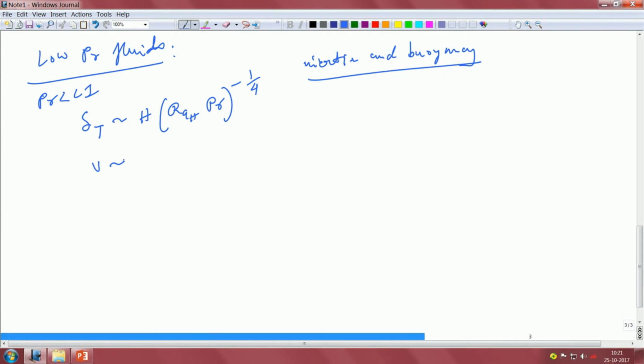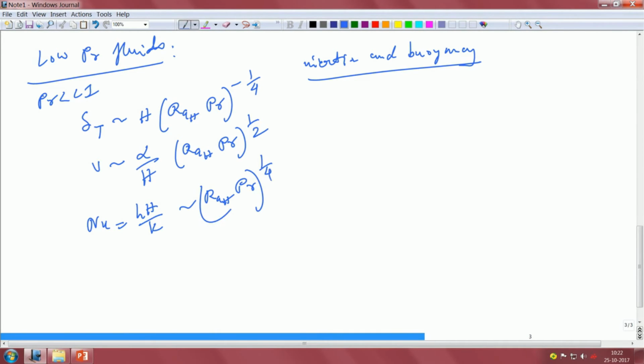So, V, or the velocity scale that is introduced, is alpha by h into Ra_H into Prandtl number to the power of half. That is the velocity scale. And the Nusselt number is once again the same, but of course it has got the Prandtl number now. Got it?